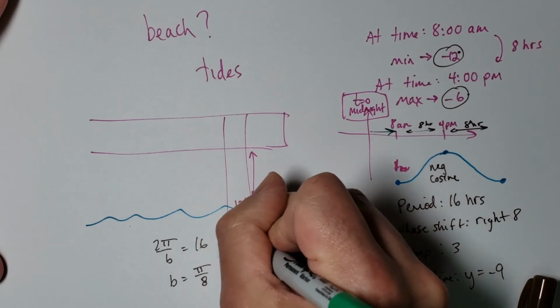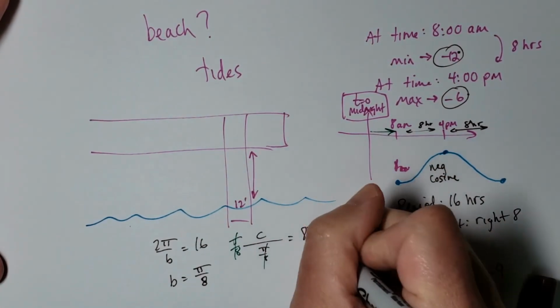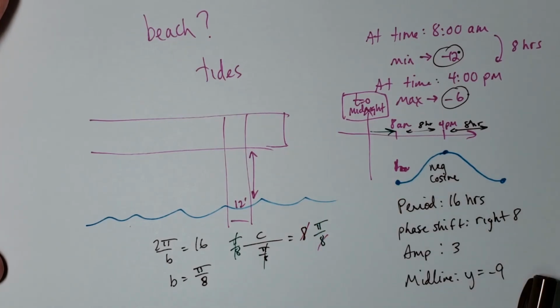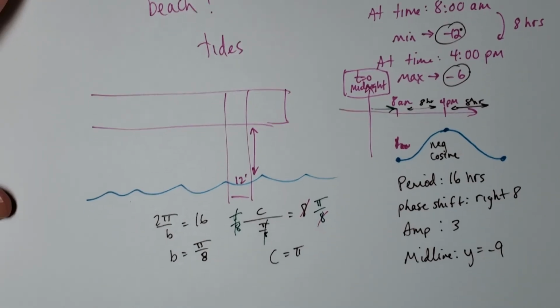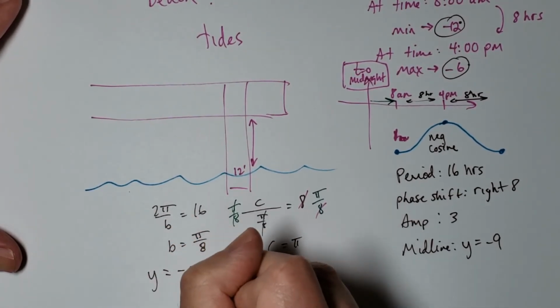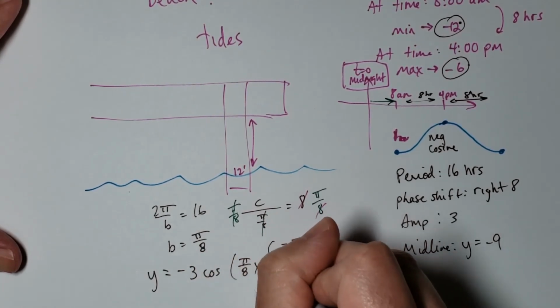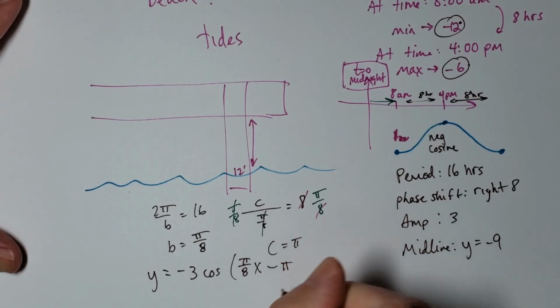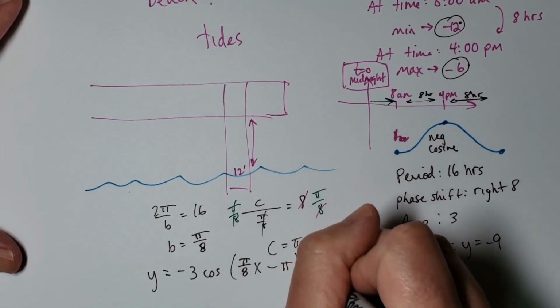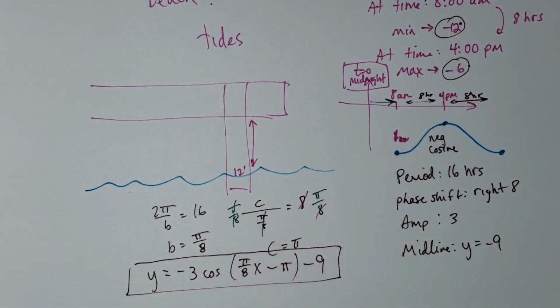And so I can multiply both sides by pi over 8 to cancel. And that's why it's convenient. And I get C equals pi. And so if I put this all together, I'm going to get y equals negative 3 cosine of pi over 8 times (x minus pi), minus 9. Moved to the right, so it's negative pi, minus 9. And that is our equation for the tides.